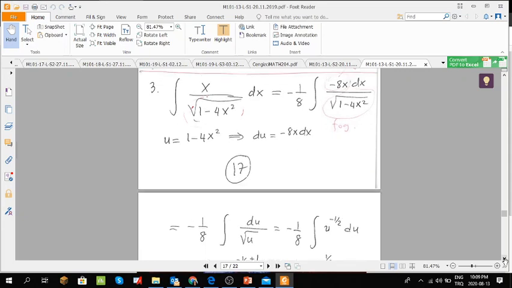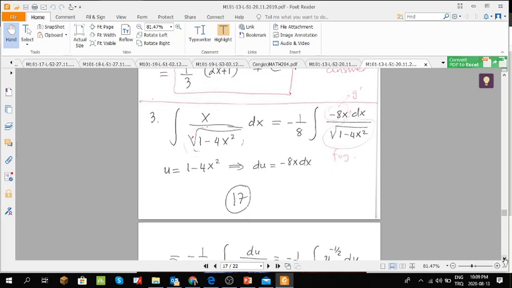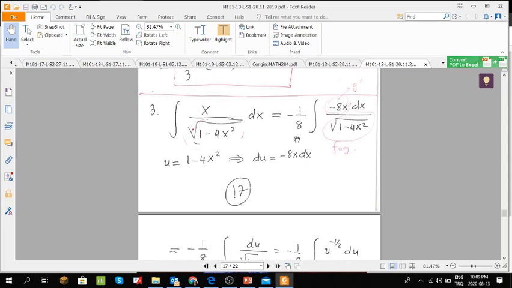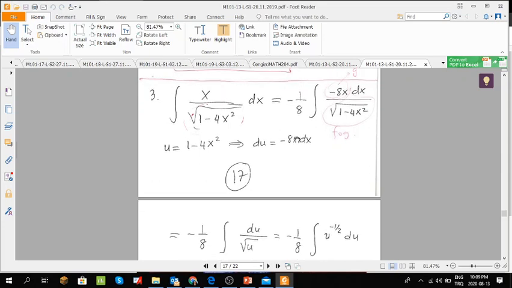Be careful here, there is a trick right here. If you see the cursor, we have negative 1 over 8. We have this trick because we want to get negative 8x, so we multiply and divide by negative 8, numerator and denominator. We just multiply by negative 8 and negative 8.